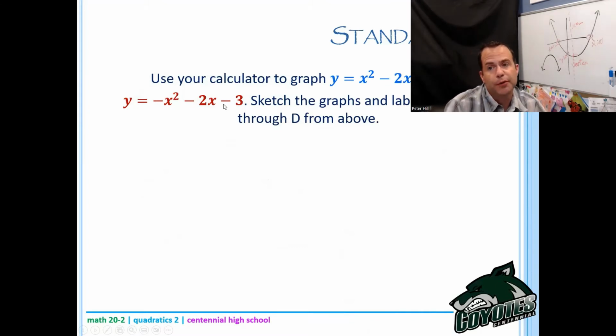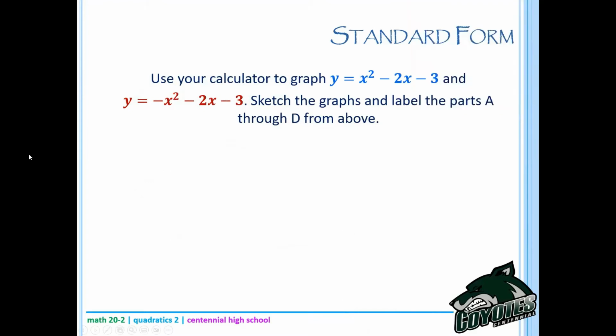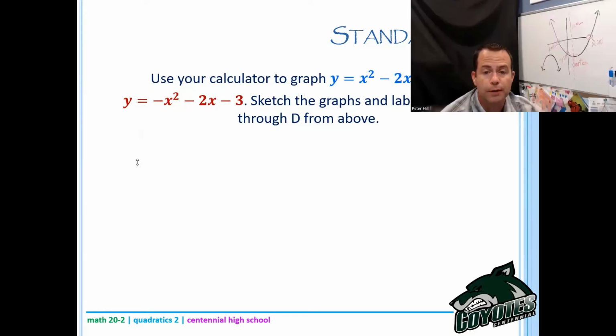Now, what did we do? First of all, we identified the a value. So this number right here is the a value. This number here is the b value. And this number here is the c value. This number here is the a value. This number here is the b value. And this number here is the c value. Okay, so what we're doing with these two equations is we're just playing around with the a value. We're making one of them positive and one of them negative.